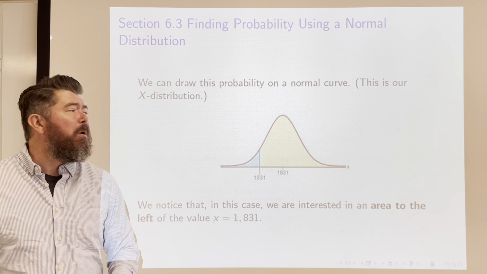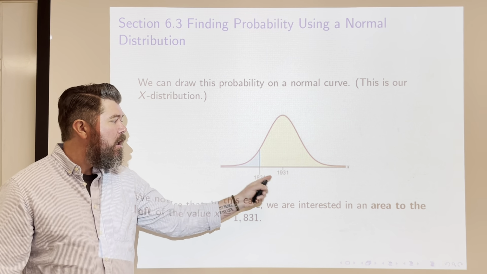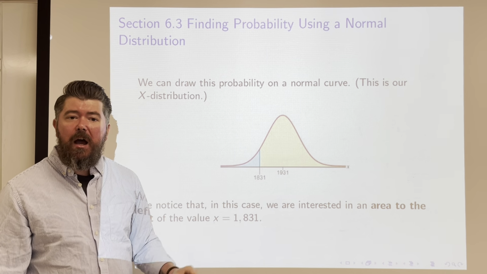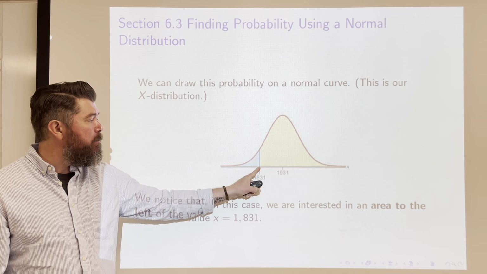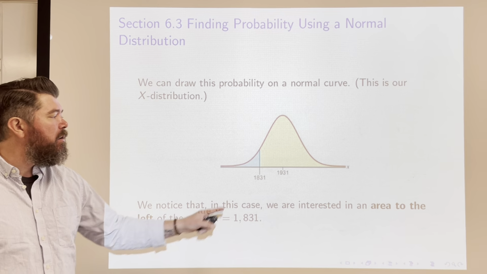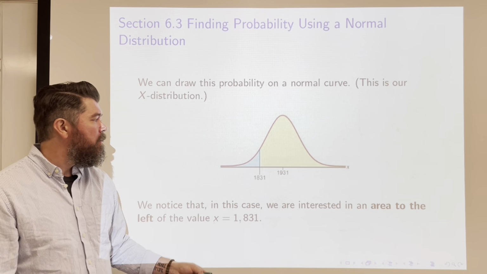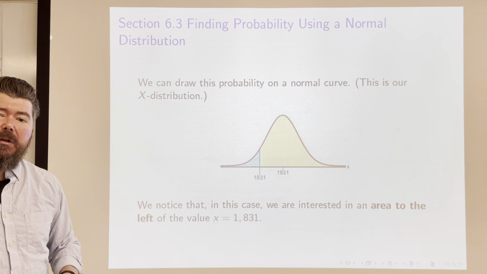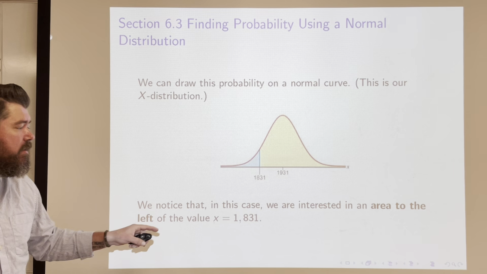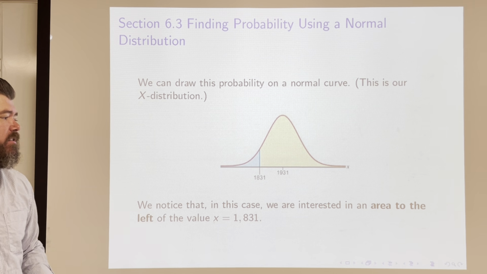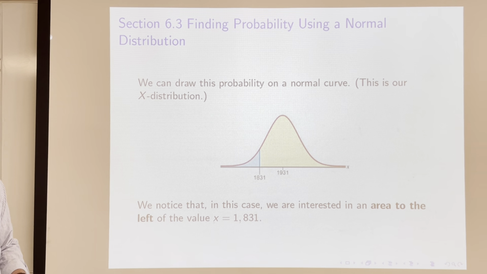We can draw this probability on a normal curve. This is our x distribution with mean 1,931, and so it's going to be a little below the mean. And remember that probability in this case, since it's less than, it's going to be a probability to the left. We notice that in this case, again, we are interested in an area to the left of 1,831.